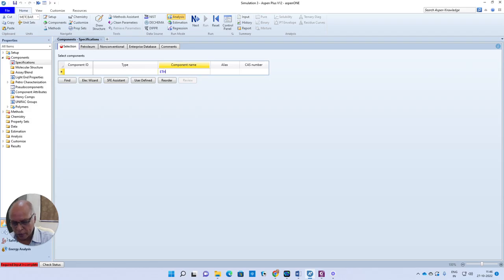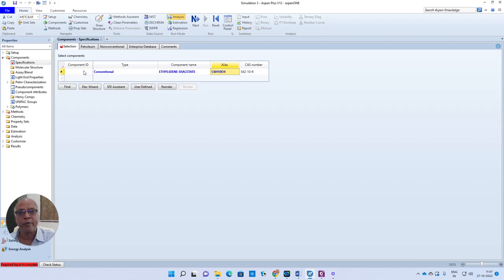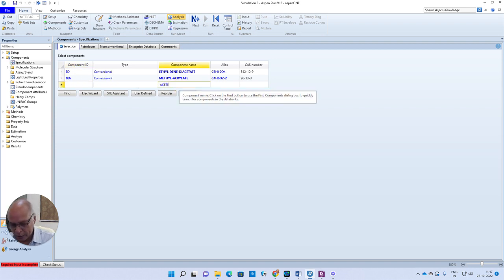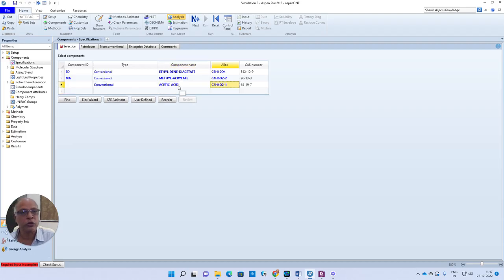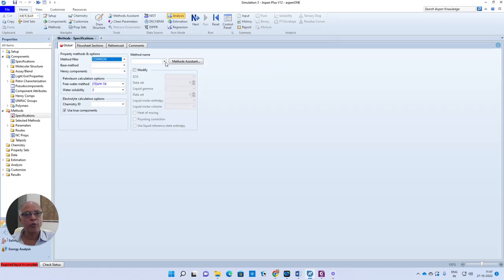So the first step is we need to define the components. Let me name it as ED. Then the other compound is methyl acrylate, which I name as MA, and then acetic acid. These are the three components that we are going to make use of in this problem. Let me call it as A. Having defined the components, now go to the next step, choose a property model, and then go to the simulation environment.